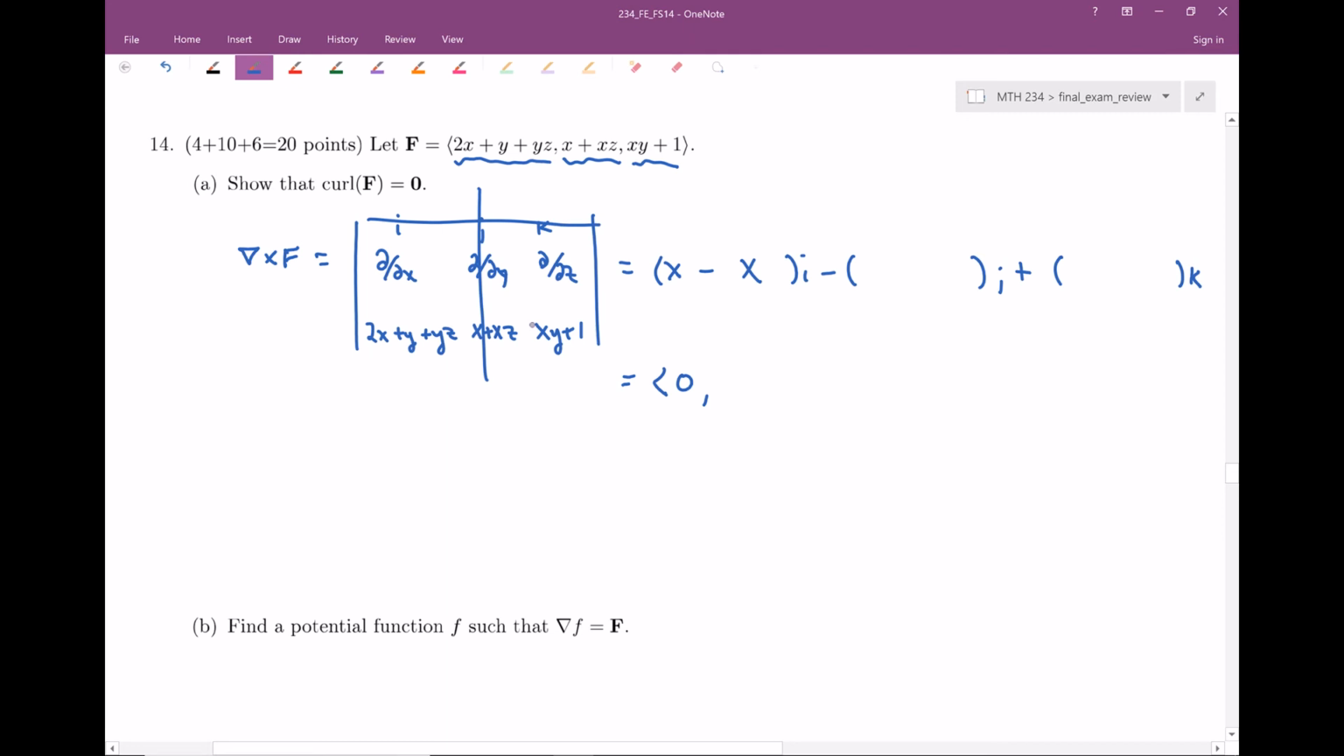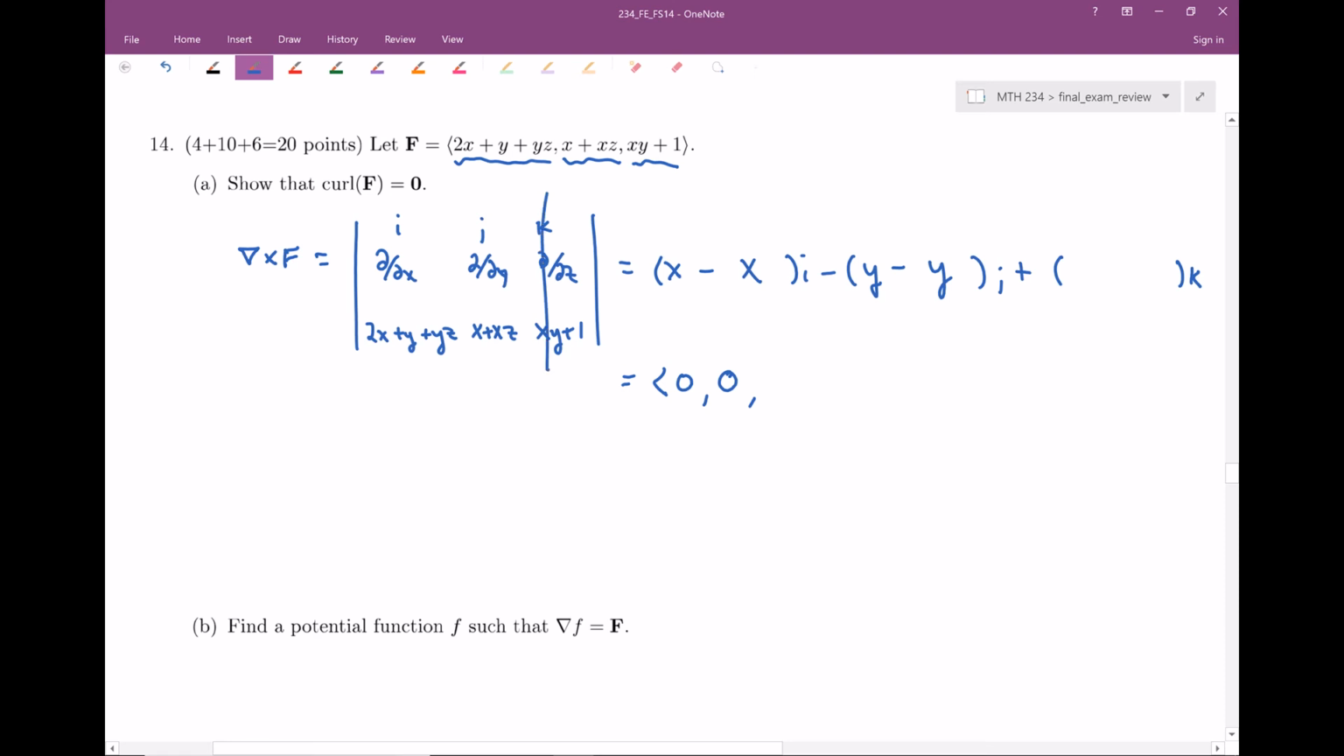All right, how about if I cross off the first row and the second column? So the partial with respect to x of xy plus 1, that's going to be y. Subtract away the partial with respect to z of 2x plus yz. So that's just going to be y, right? Because again, there's no z's in the 2x, there's no z's in the y, so if you take the partial derivative of yz with respect to z, you just get the y. Okay, so again, y minus y, that's going to be negative 0. Well, negative 0 is the same thing as 0.